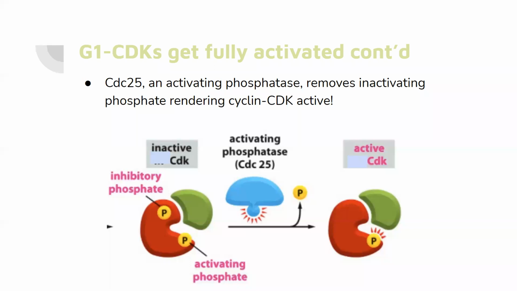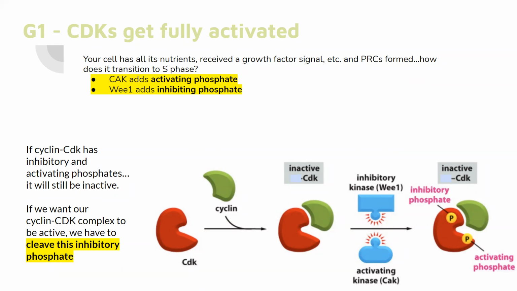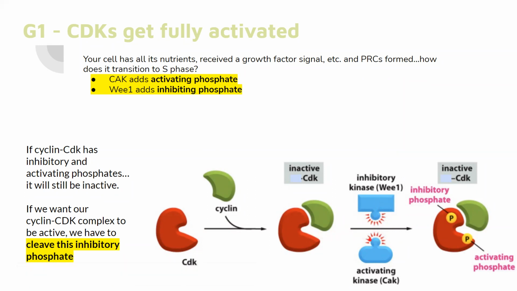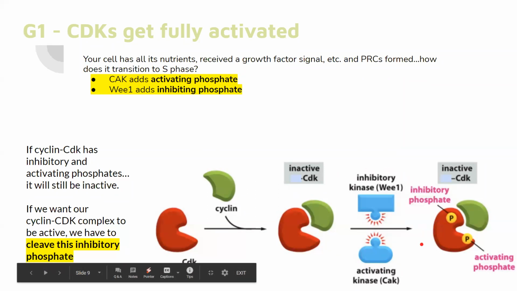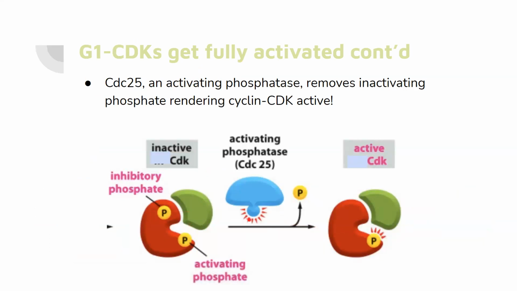I just had a question. Are the inhibitory and the activating always added at the same time, or is the activating sometimes added by itself? Does that make sense? Yeah. Okay. I think in this case, because we're in G1, they're both added at the same time to give the cell time to do everything. And then this next step, where we take off the inhibitory phosphate, is how we transition into S phase. Okay.